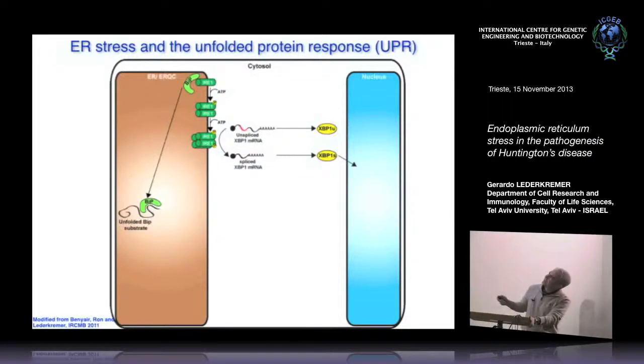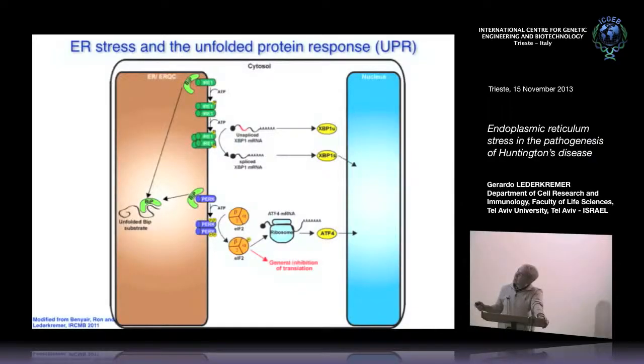One is with this sensor that I mentioned before, IRE1, on the membrane of the ER, or as I told you, of this ERQC compartment. When IRE1 becomes activated, it causes an unusual splicing event on the mRNA that encodes the transcription factor XBP1. It becomes spliced, and this splice form is now activated. It's expressed as a protein, goes to the nucleus, and induces transcription of genes.